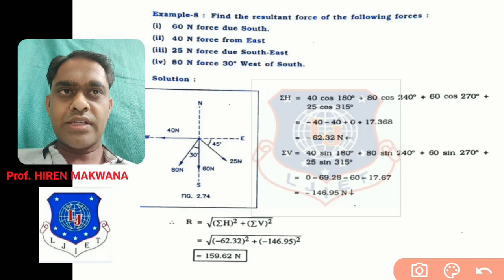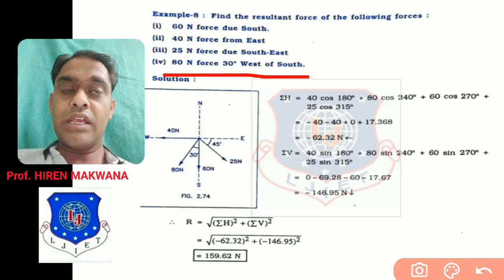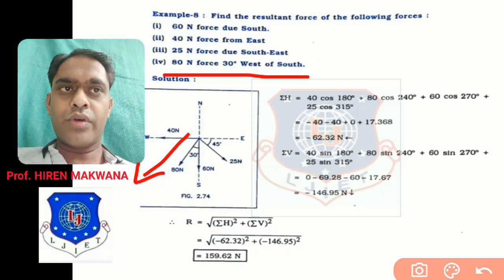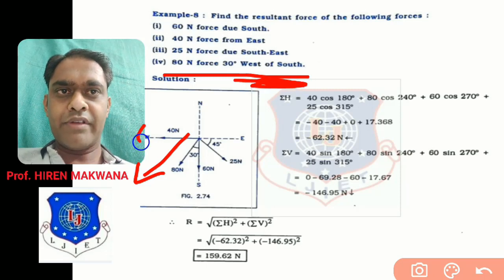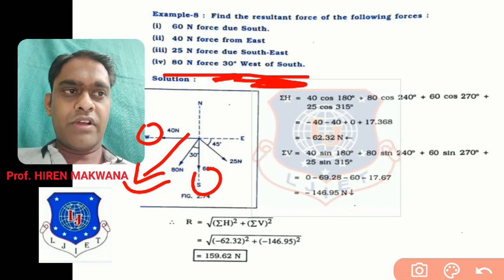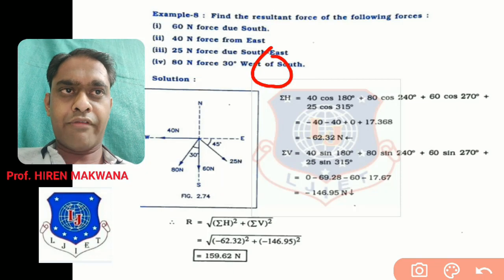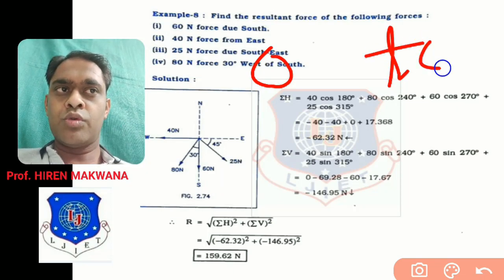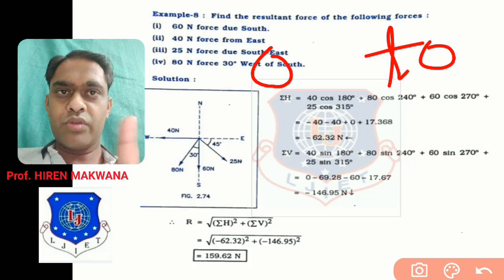Now last force is 80 Newton force 30 degree west of south. Now this is most important. See carefully. 80 Newton force is over here because it is in between west and south. But where is this 30 degree? One word is most important: of. West of south. It is not west to south.